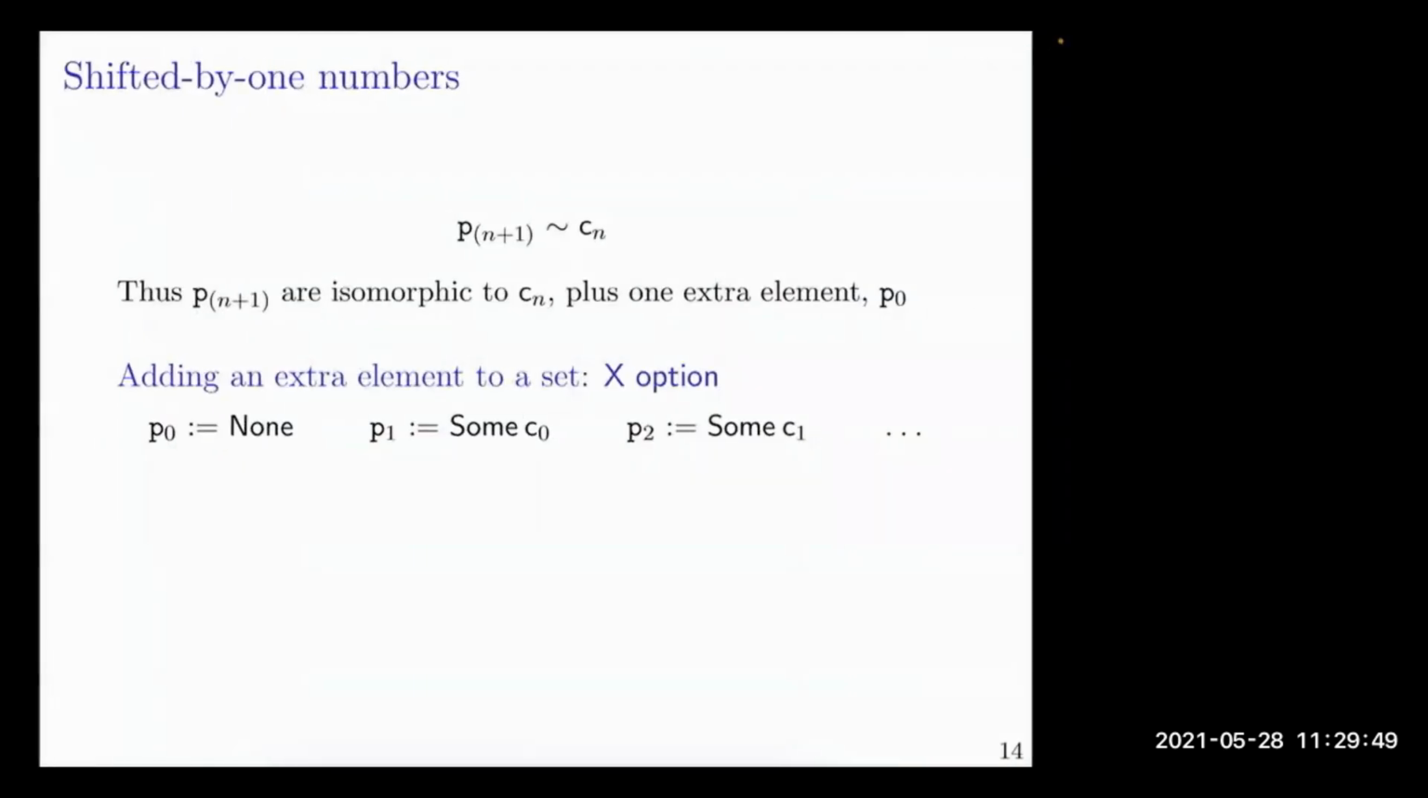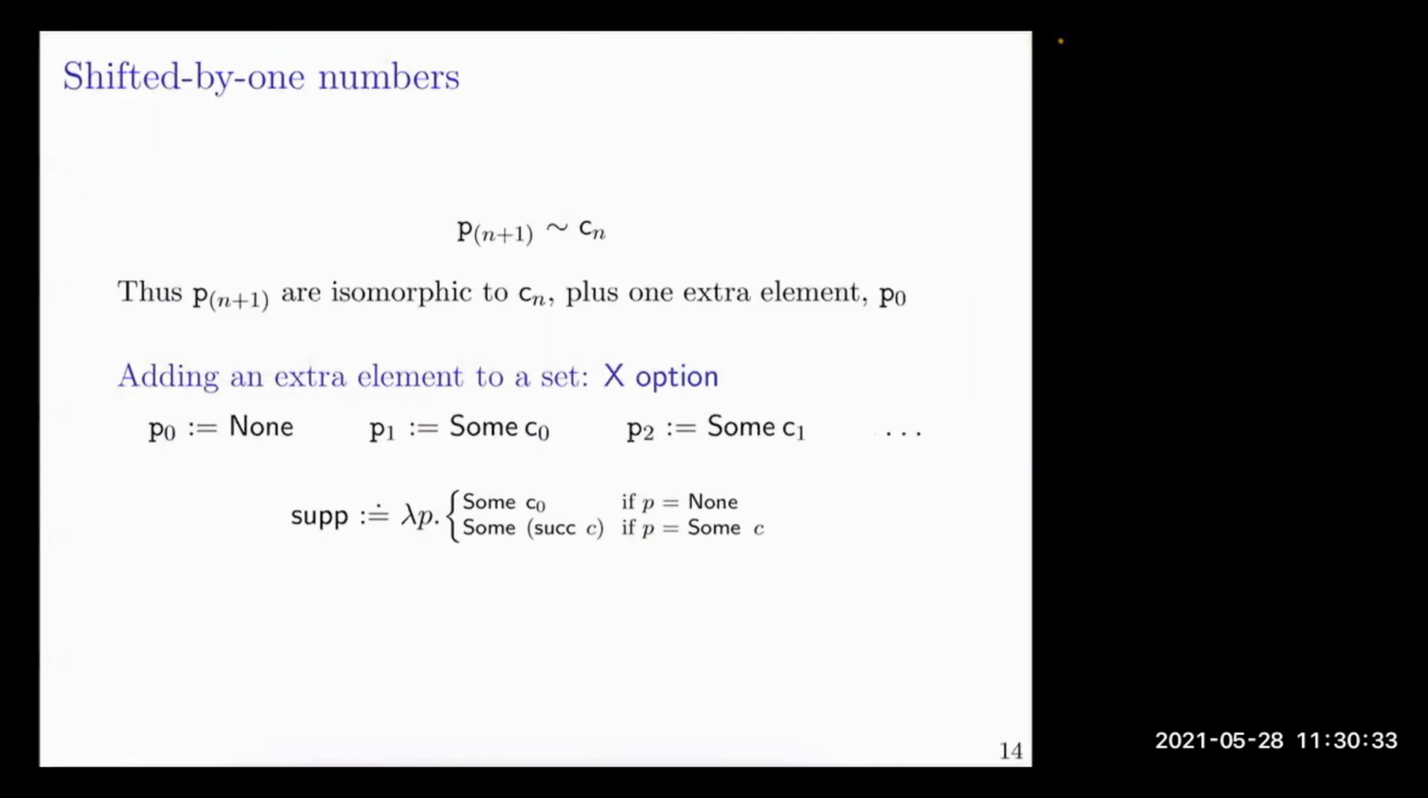Well, there is one general method of how to add an extra element to the set, right? It's the option method. So previous elements map into sums, like C0 maps to some C0, C1 maps to some C1, etc. And none is this extra element. Right? It's obvious that Pn plus 1 is isomorphic to Cn, or there's a bijection to Cn. It's just add or take sum. And P0 is just that one thing extra.